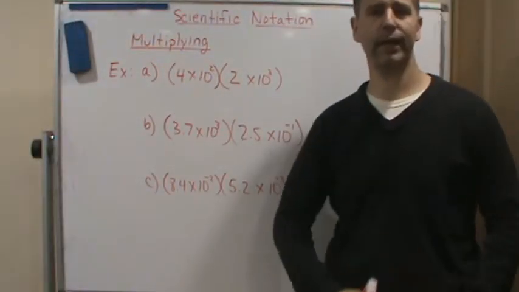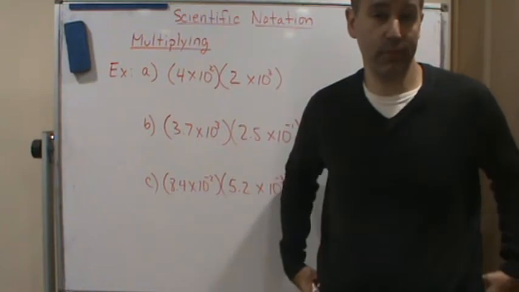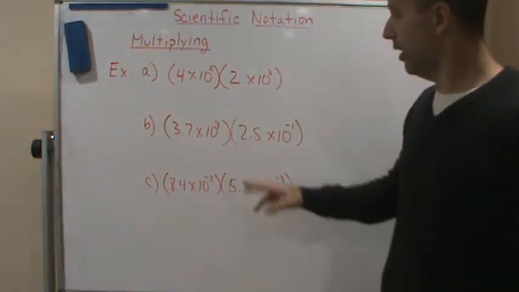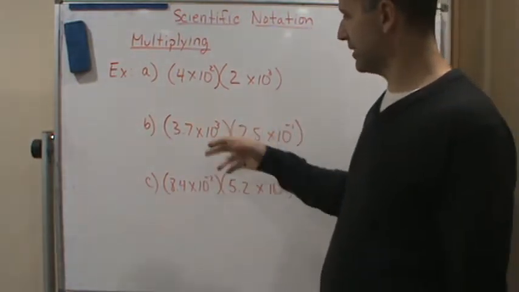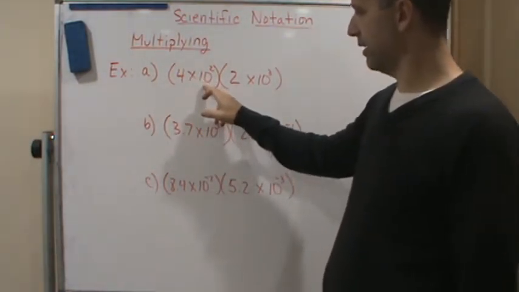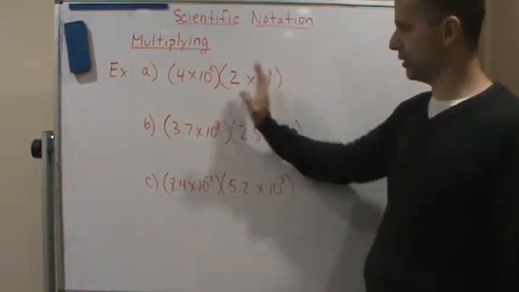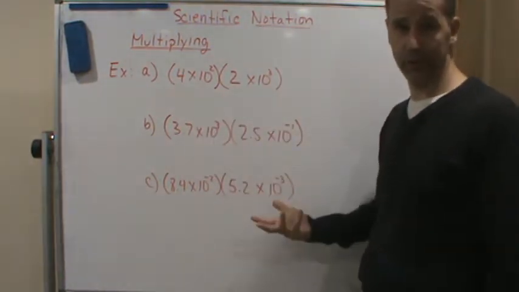Okay, so welcome back, and now we're going to start doing some examples of multiplying numbers in scientific notation. So again, all we have to do is realize that this is 4 times 10 squared times 2 times 10 cubed. So this is just a product of 4 factors.